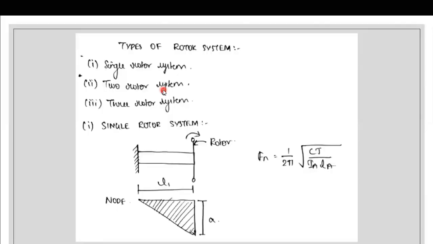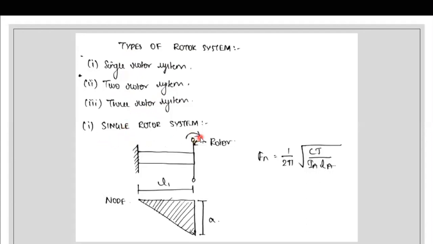We're going to see regarding types of rotor system in torsional vibration. So there are totally three types of rotor system: single rotor system, two rotor system, three rotor system. Actually, rotor means it's a rotating one. It can be a disc or a gear. So we will be seeing one by one in detail. So first of all, we'll go for single rotor system.